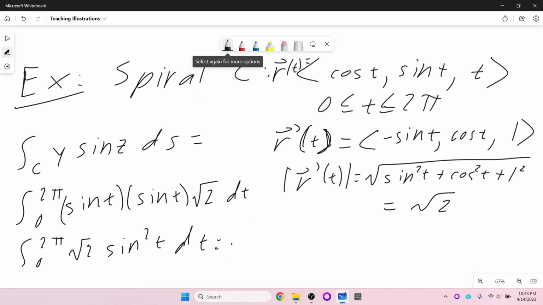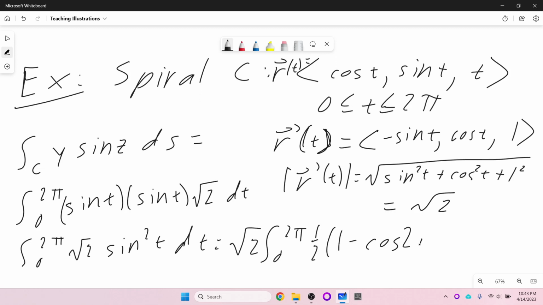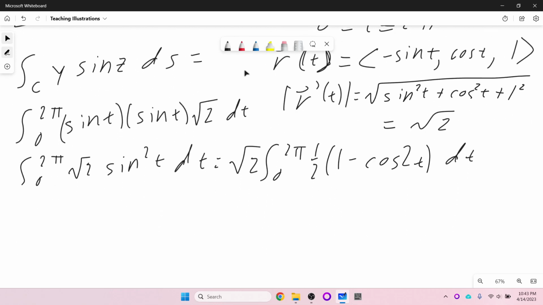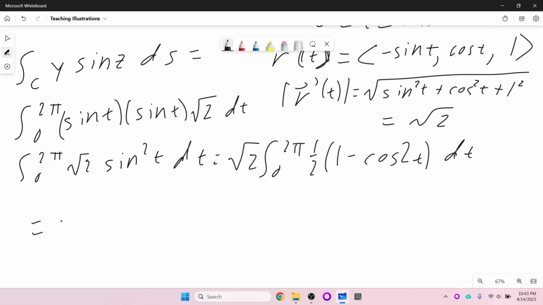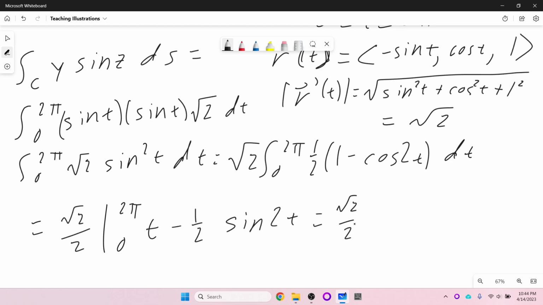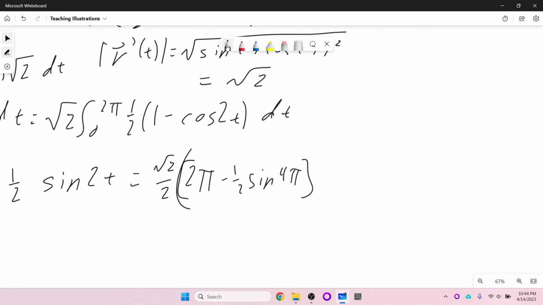Which then becomes, let's pull some stuff out here, root 2 integral from 0 to 2 pi of 1/2 times 1 minus cosine of 2t dt, equals, okay, root 2 over 2, pull that 1/2 out, 0 to 2 pi of t minus 1/2 sine of 2t, which equals root 2 over 2 times 2 pi minus 1/2 sine of 4 pi, minus 0 minus 1/2 sine of 0. 0, 0, also 0. 2 and 2 divide out, we're left with root 2 pi.